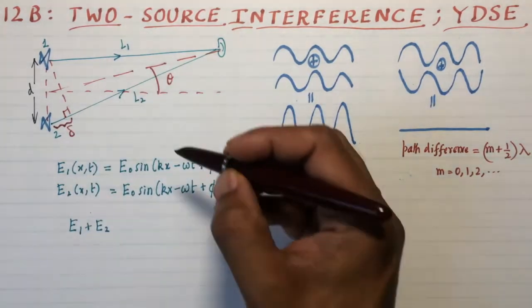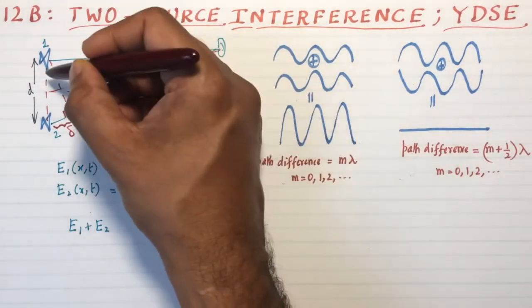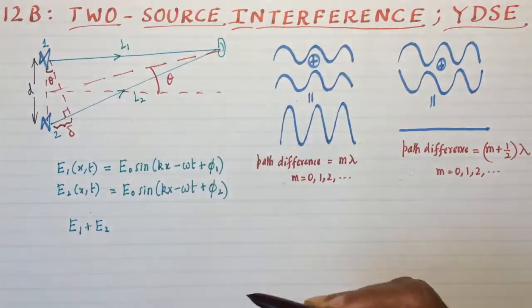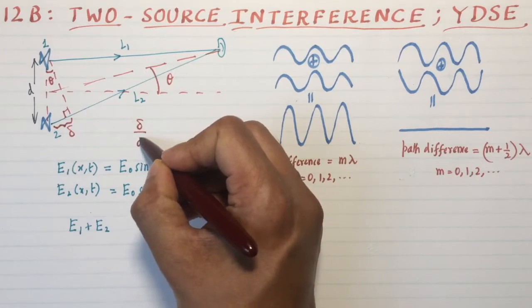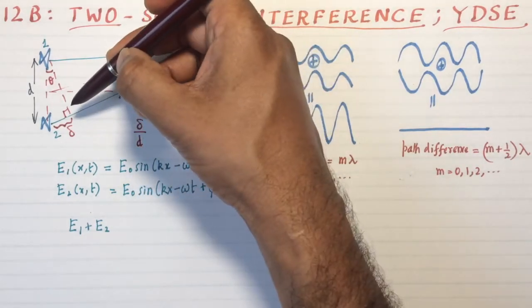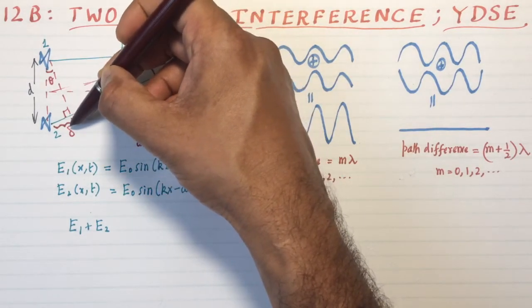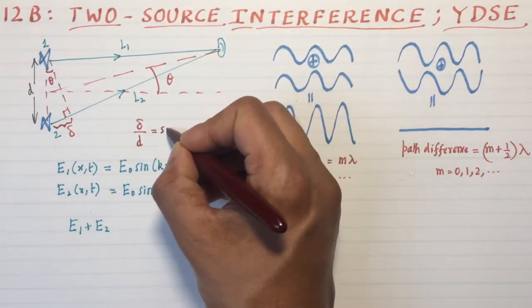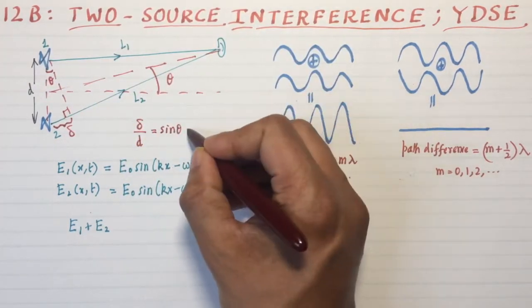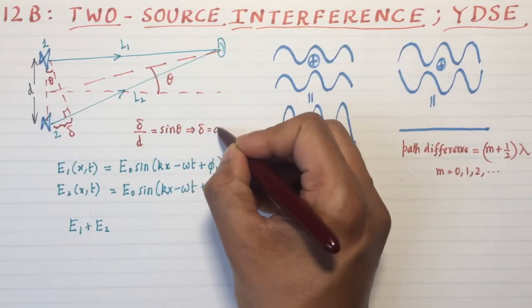Now I say approximately because I'm going to also say that this theta is the same as this theta. So if you look at this picture, I get delta over d. If you turn your head around a little bit, delta is the opposite side and d is the hypotenuse. So delta over d is sine theta. So the path difference is actually d sine theta.